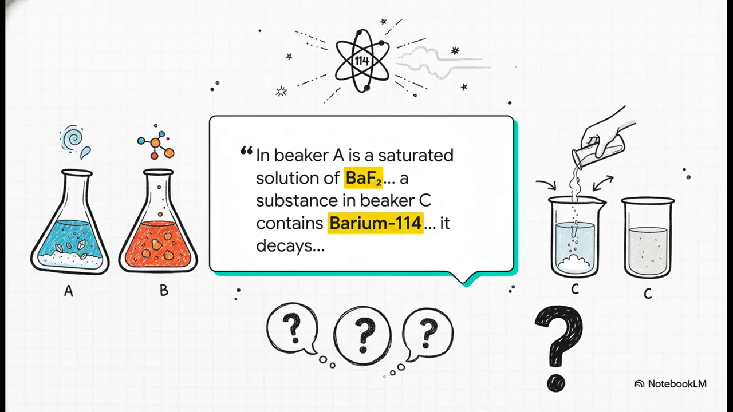Okay, so here's the gist of the problem. You can see the different parts right away. We've got two beakers with different salts. That's a big hint about solubility rules. Then there's a second part where we're adding something to make a solid form. And then, bam, the unexpected mention of barium-114 and radioactive decay. Three puzzles, one question. Let's tackle that first one.